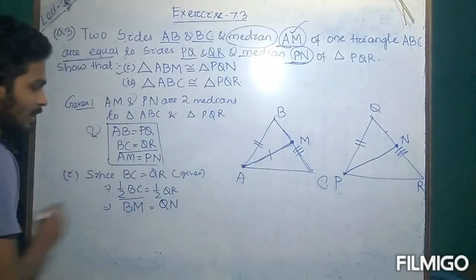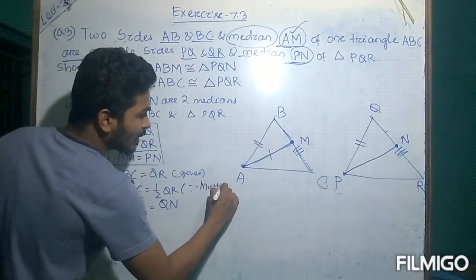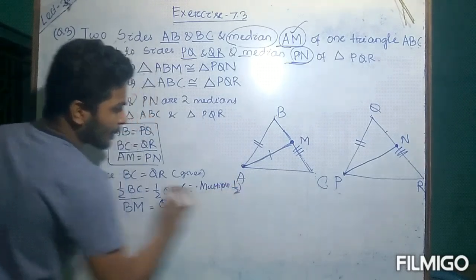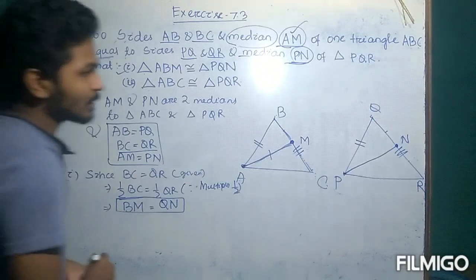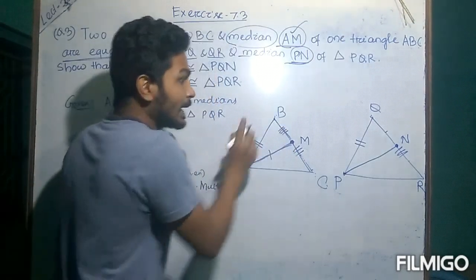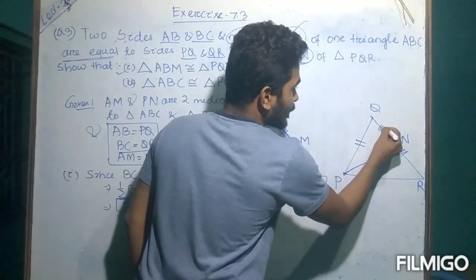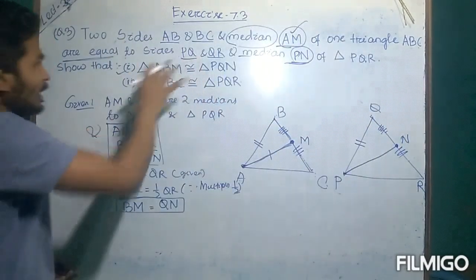QN. So here what I have done, I have taken half. Okay, so now I have concluded that BM, this distance 1, 2, 3, 4, is equal to QN, 1, 2, 3, 4. Clear? Now let us prove the first one.